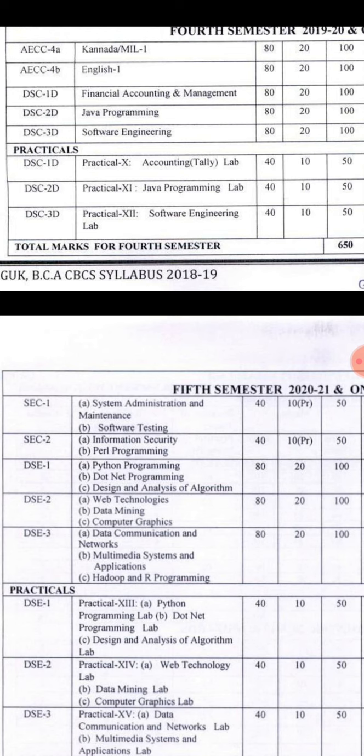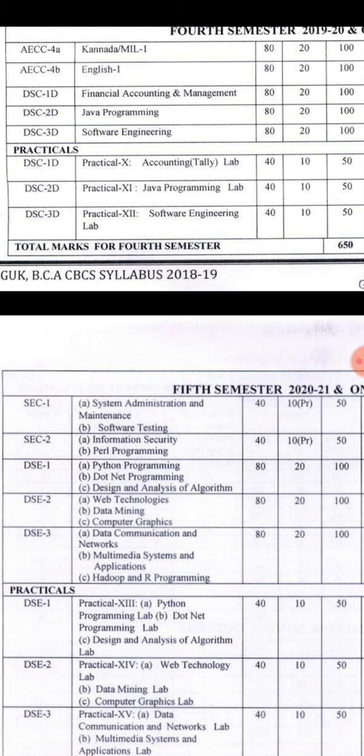DSE1. So again in DSE1, so these are the mandatory. DSE 1, 2, 3 are the mandatory subjects. Okay, mandatory means all the 3 you need to study, but again you need to choose any one, either A, B, C. So there are 3 subjects given under DSE 1. A is Python programming, second B is .NET programming, C is design and analysis of algorithm. So among these 3 you need to choose any one.